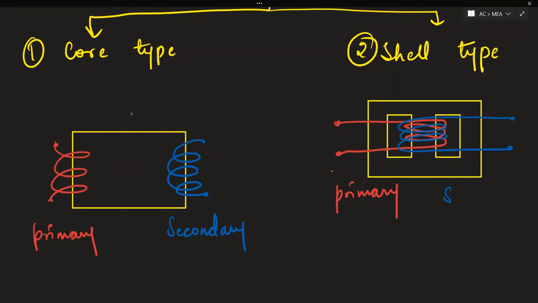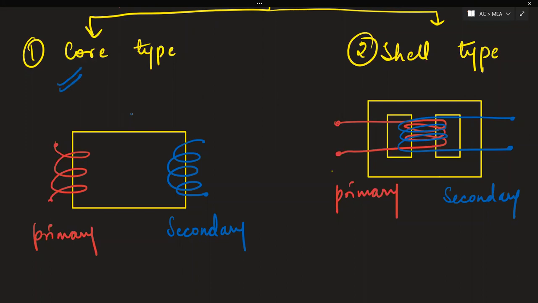Like this. This is the secondary. Fine, this is what is shell type. So in core type transformers, what happened? Primary and secondary coils are wound on separate limbs of the core, so that the core is largely surrounded by the coils. And most of the modern transformers are of core type only, this one.